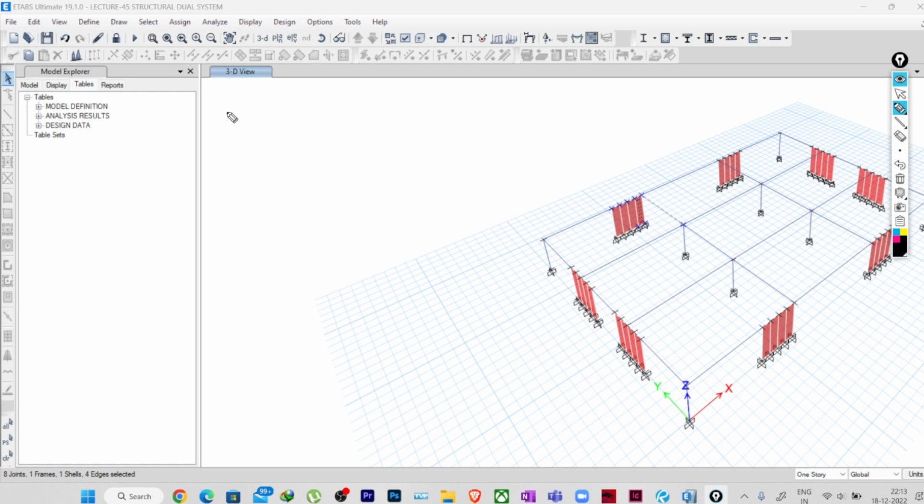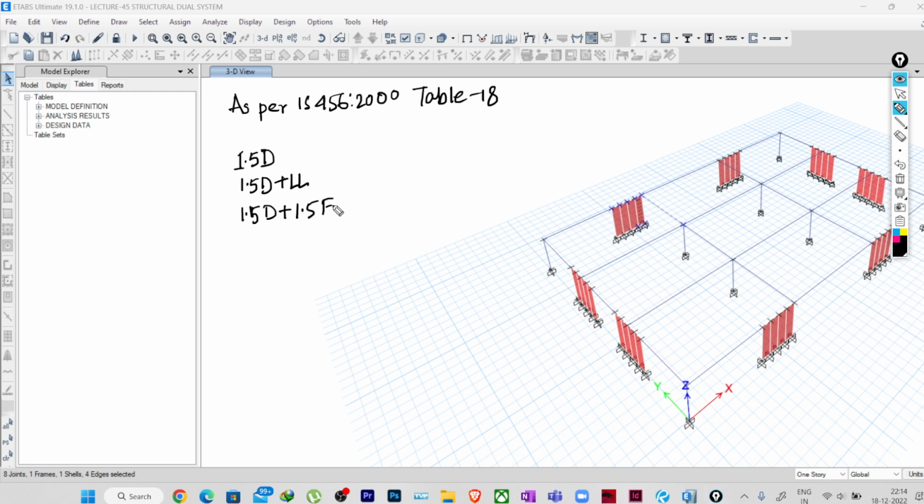So what are the design load combinations? As per IS 456-2000 table 18, what are the design combinations we know? Gravity combinations we all know, 1.5 dead load. Actually 1.5 dead load is not mentioned, but we will create 1.5 dead load. 1.5 dead load plus live load, then 1.5 dead load plus 1.5 earthquake load. I am considering EQ as static, so both in x and y direction, so it will be plus minus.